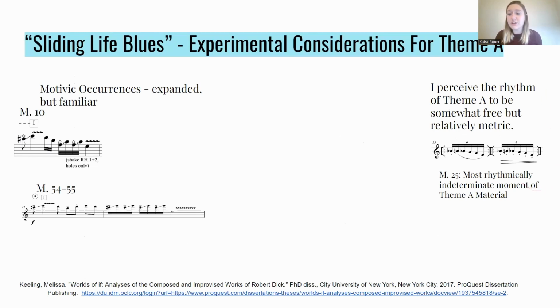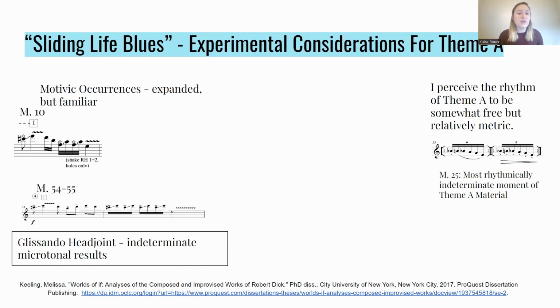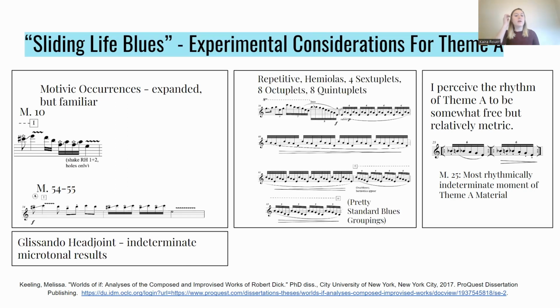So I have some experimental considerations for theme A and theme B. It looks a little bit weird. So we have the motivic, oh, I see what happened there. Our motivic occurrences in theme A are not exact, but they are very obviously similar. This is kind of a genius thing that Robert Dick does with his improvisation: he can remember exact things that he did minutes ago earlier in the piece, like 10,000 notes ago, and then he can take the idea and develop it.